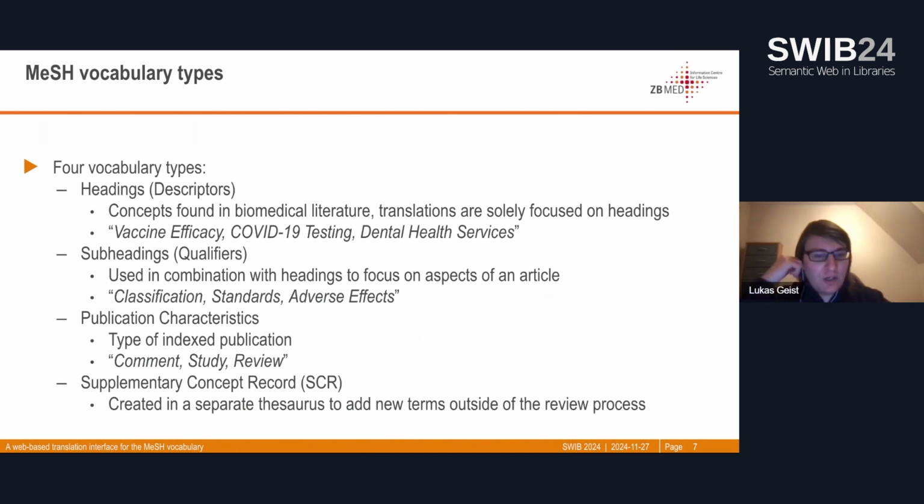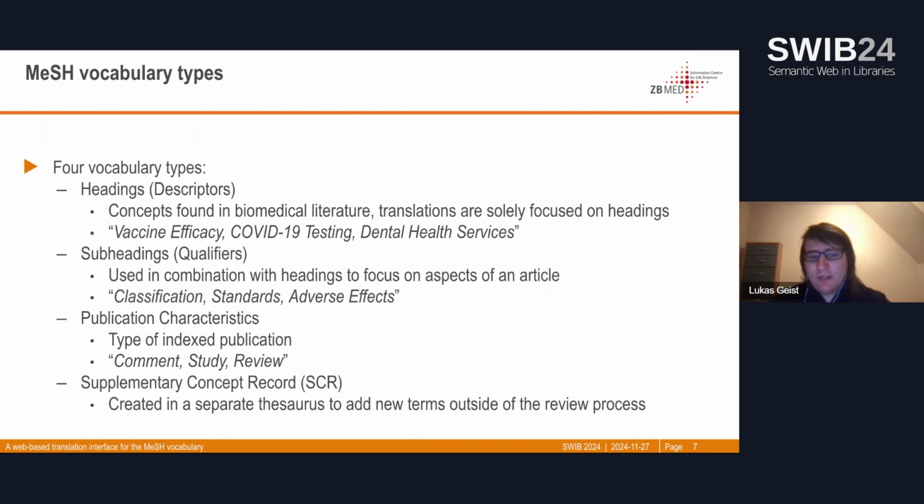and they are used in combinations with headings to focus on aspects of an article. And there are only a handful of them. I believe there are less than 100 subheadings, while there are tens of thousands of headings existing. Some examples would be classification, standards, and adverse effects. And then they also have publication characteristics, which are just the types of the indexed publications. So examples would be comment, study, and review.